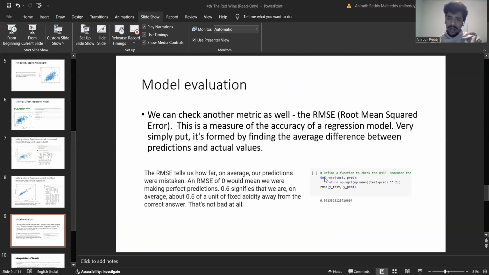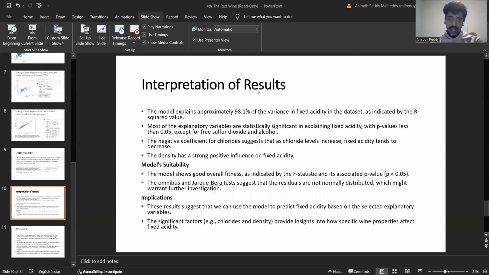And this is the code which you can see here, define a function to check the RMSE. So this is the code and we got the value. And here are the results which we got. The model explains approximately 91.8% of variance in the fixed acidity dataset as indicated by the R squared value.